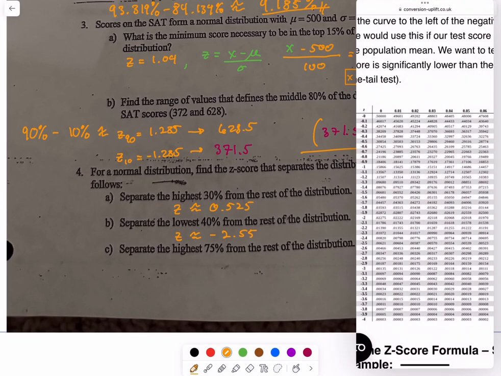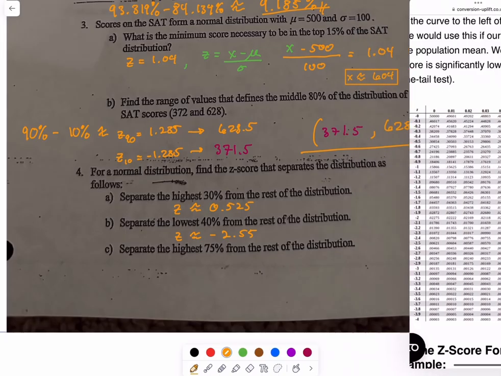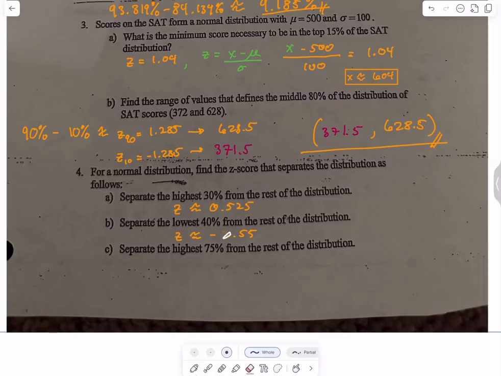That's not right. 40, 0.255. Fix that. 0.255. Okay, B. Yeah, that's fine. That's pretty much the same thing. So it's okay, that's fine.